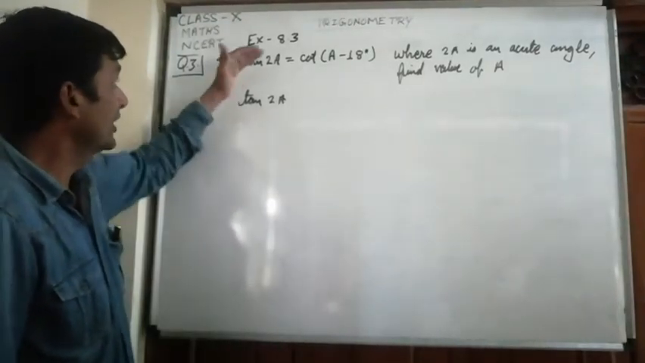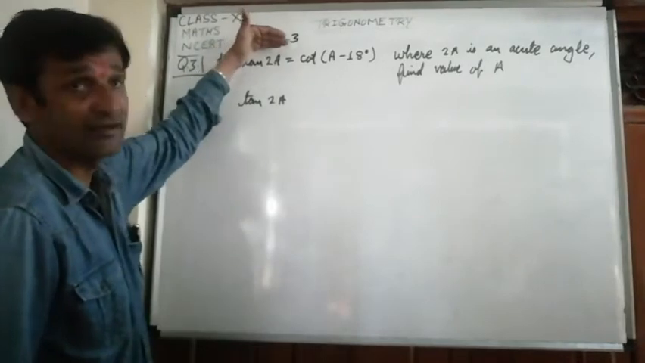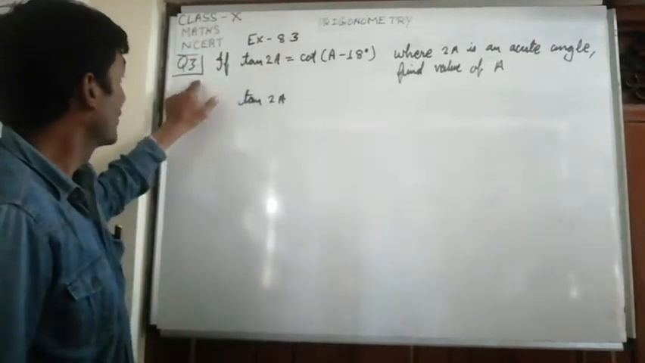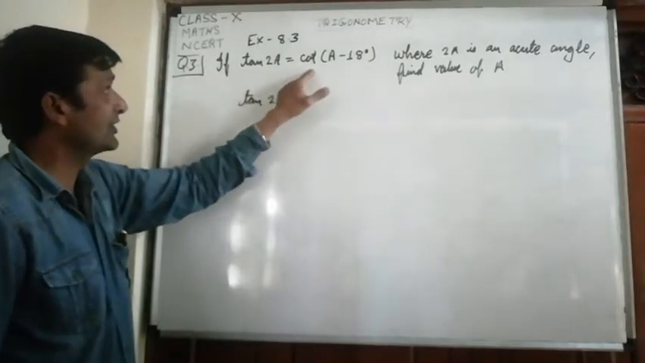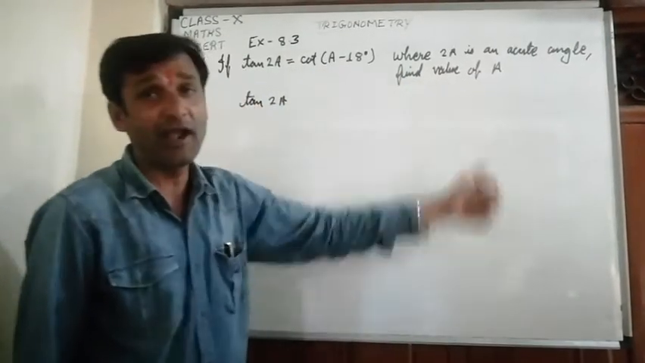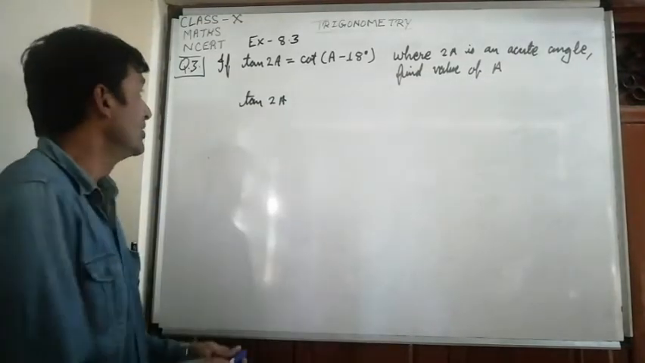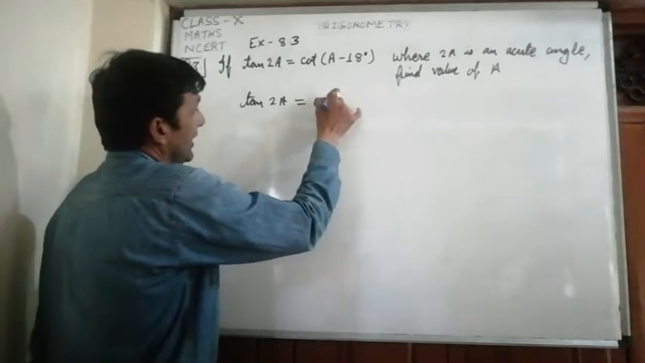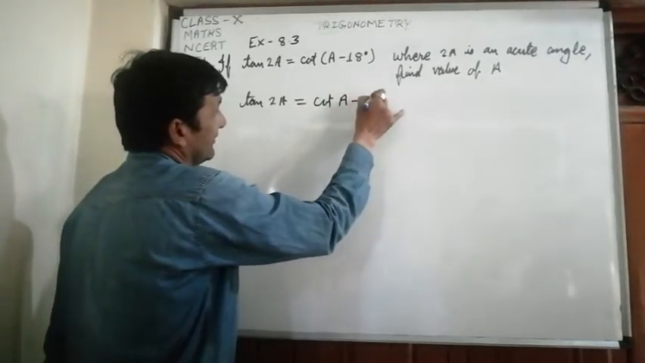We are doing our trigonometry related exercise 8.3 of NCERT class 10th. Question is, if tan 2a is equal to cot (a minus 18 degree), where 2a is an acute angle, we have to find the value of a here. So tan 2a is equal to cot (a minus 18 degree), which is given.